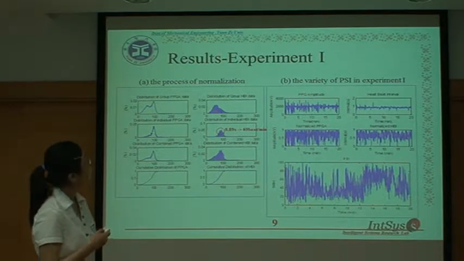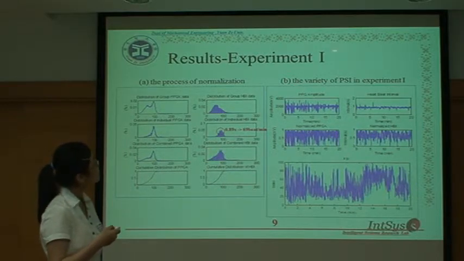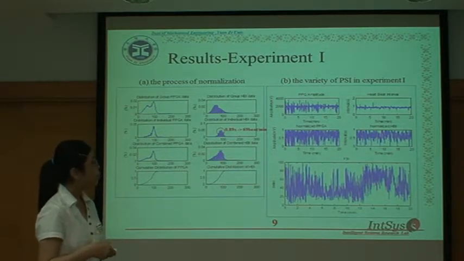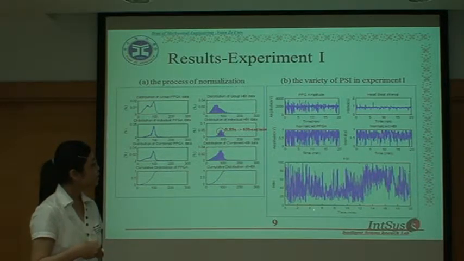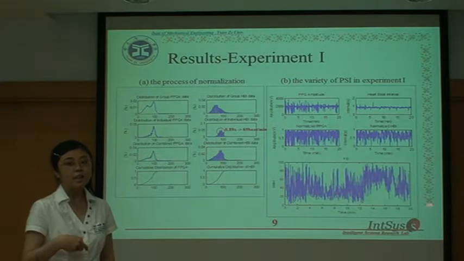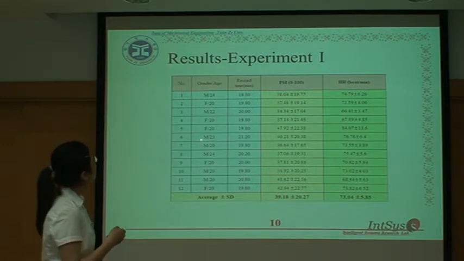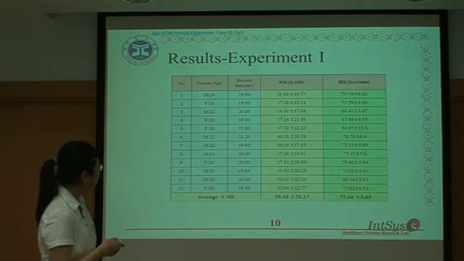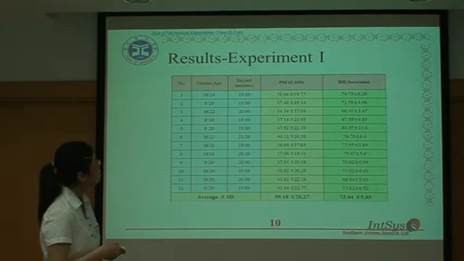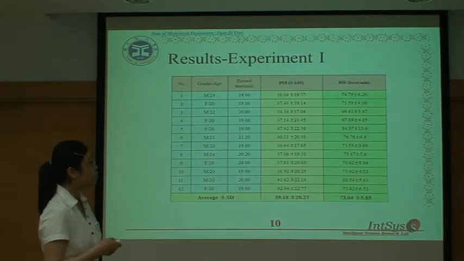This is the result of experiment 1. Figure A is the process of normalization, and figure B is the variation of PSI. If we observe in small scale, the PSI varies severely. But if we observe in large scale, the PSI did not change a lot. This is the table of the results. We can see the PSI value is about 39, and the heart rate is about 73. And these values are in the normal range.